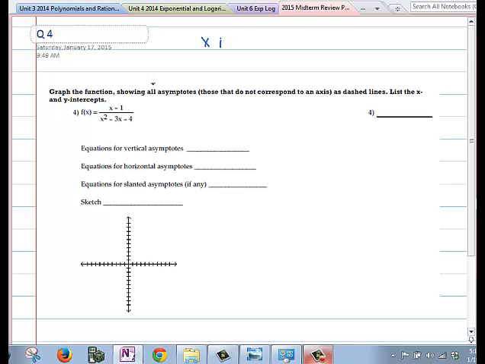X-intercepts are found, for a rational function, by setting the numerator equal to 0. So my x-intercepts are going to be, in this case, very easy. x minus 1 equals 0. So x equals 1 will be my only x-intercept, because that's the only value which will be an x-axis crossing.